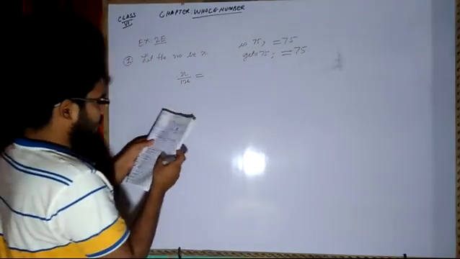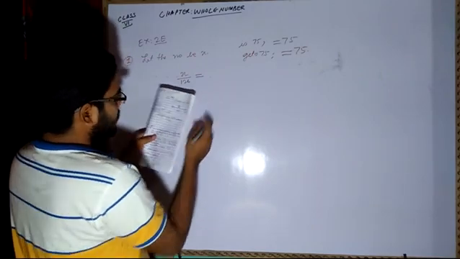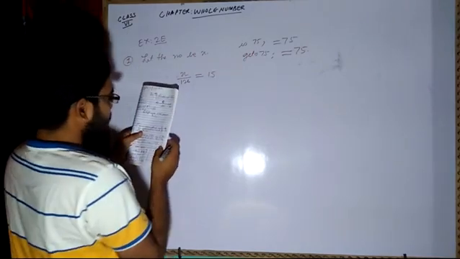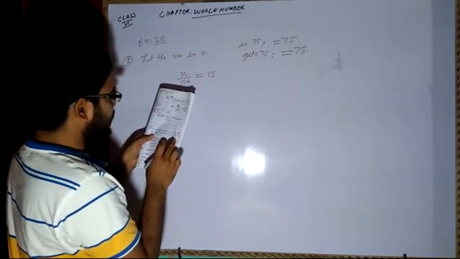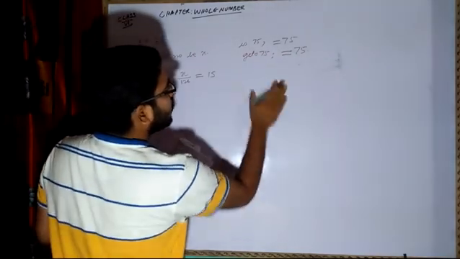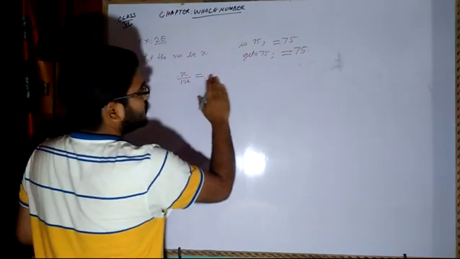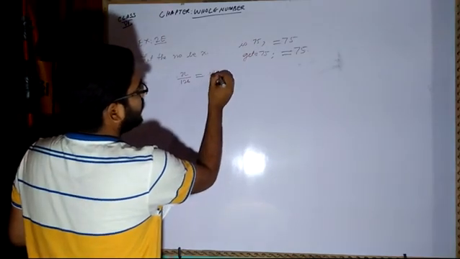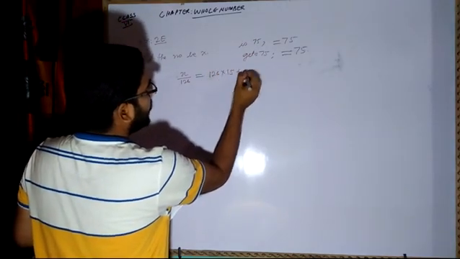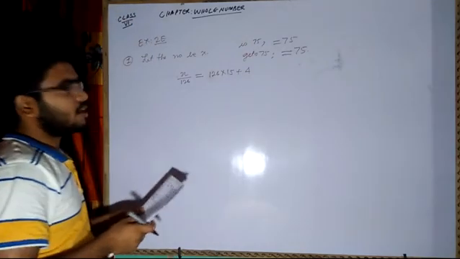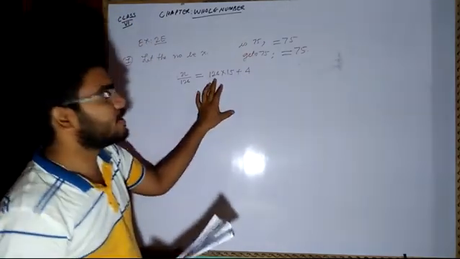x divided by 126, the quotient is 15, okay, and the remainder is 4. Remainder is 4 means what? It means 126 into 15 plus 4. Understood? Why did I write 126 here?